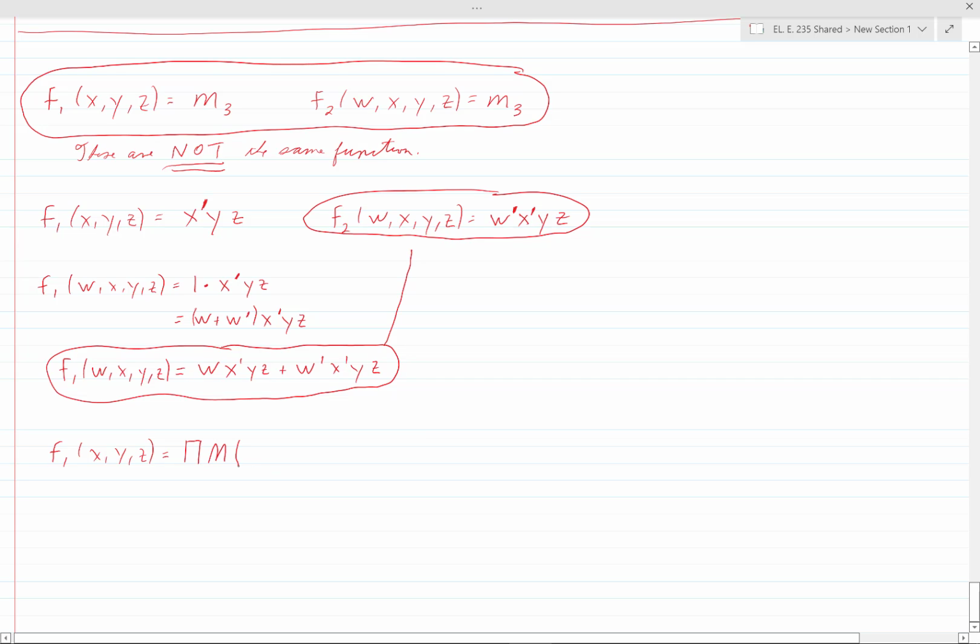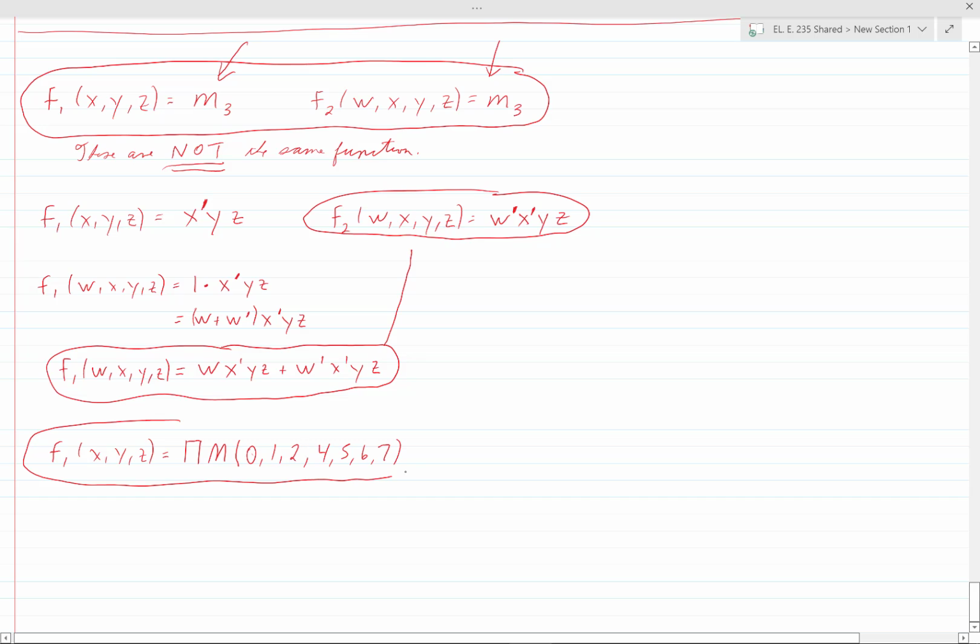So we have the product of the max terms. Up here, this is a min term expansion for F1, and this is a min term expansion for F2. So the min term expansion for F1 only has little m3 in it, and therefore the max term expansion for F1 will be capital M 0, 1, 2, we skip 3 because that's in the min term expansion, and then we go 4, 5, 6, 7.